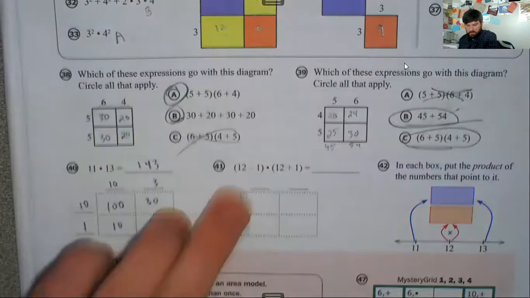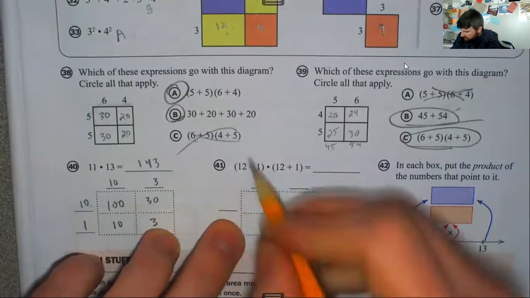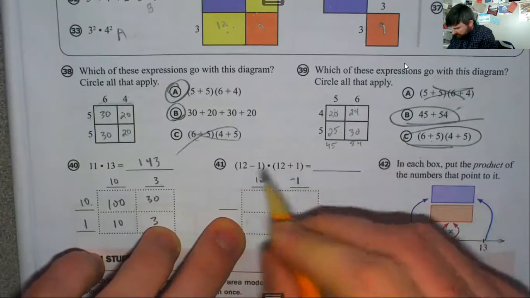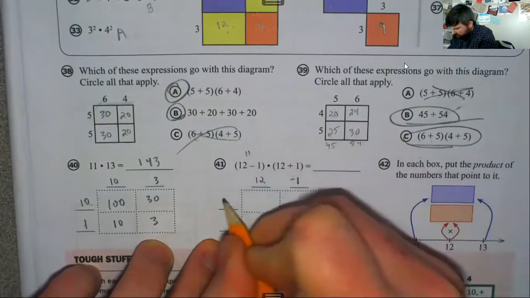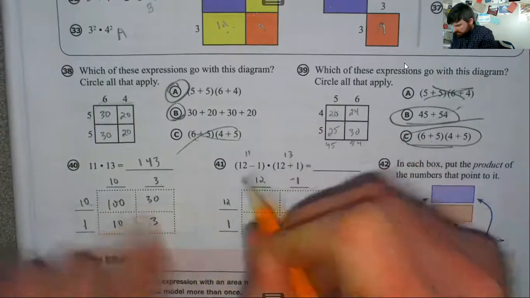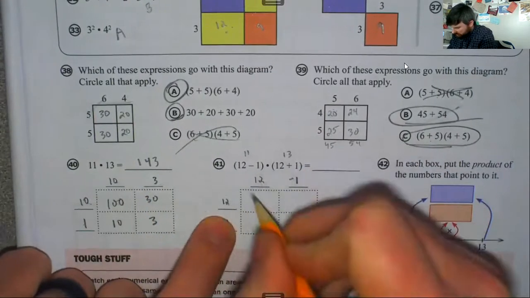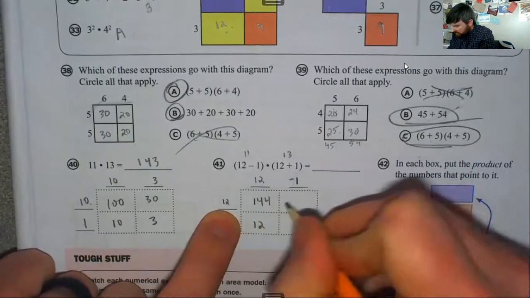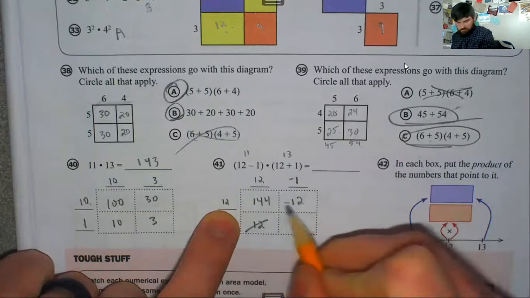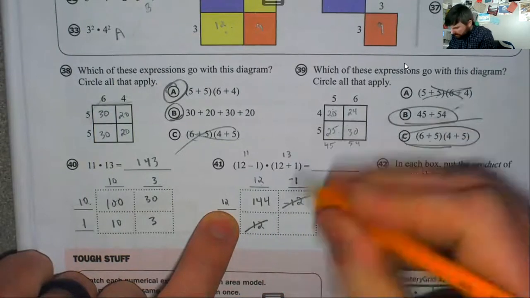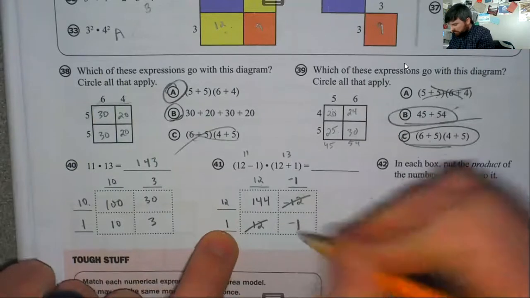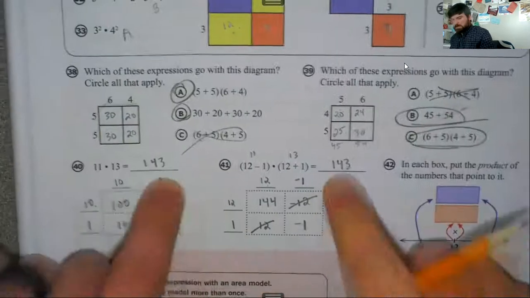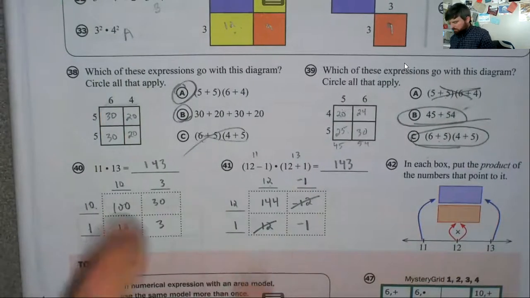Okay, here we got a little negative here. So we got 12 minus 1, which would be 11, and 12 plus 1, which would be 13. So this should get us the same number. 12 times 12 is 144. 12 times 1 is 12. 12 times -1 is -12. So actually those two will go away. And -1 times 1 is -1. So you have 144 minus 1 is 143. So we did get the same number in a little bit different method.